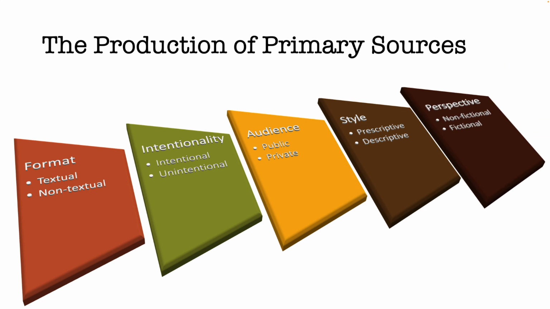Finally, we can think of the perspective of a source. Some sources are intended to be non-fictional in nature. They are produced so that they might reflect some sort of reality or truth about what was going on at the time. But we also know that primary sources don't have to be non-fictional. They can be fictional. A novel can be a primary source. But it's a primary source not because it tells us about something that actually happened in the past, but because it reflects some sort of cultural or social understanding of the day.